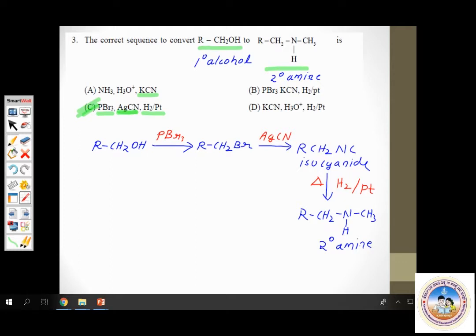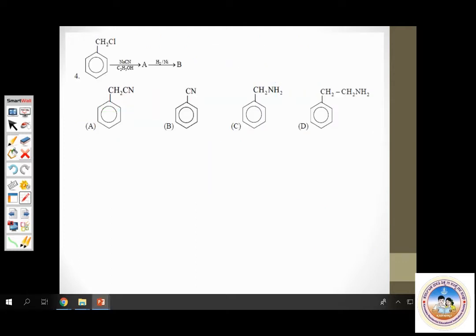Next question. Question number 4. Again, you have a series of reactions given. We have to find out what the product B is. Let me write the reagent. This is benzyl chloride, CH2Cl, made to react with sodium cyanide in presence of an alcohol, alcoholic sodium cyanide. So you know Cl gets replaced by CN. Simple nucleophilic substitution reaction. So what is the product we get? Cl gets replaced by CN. We get CH2CN.